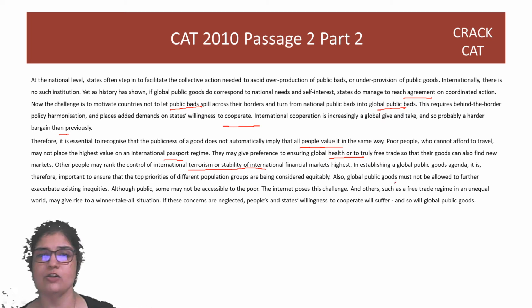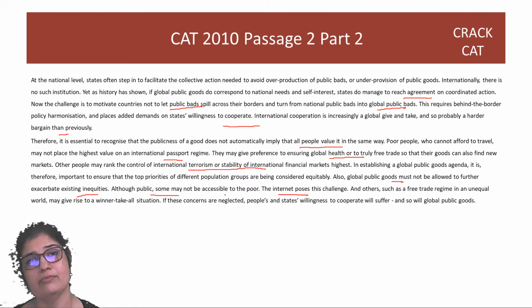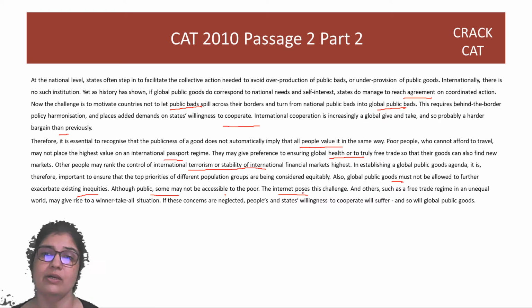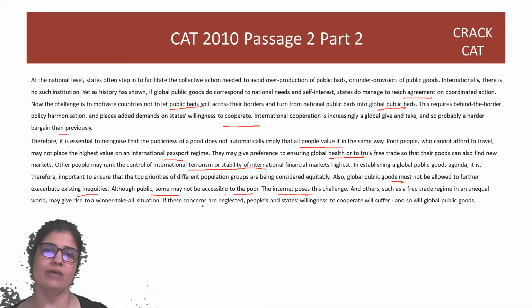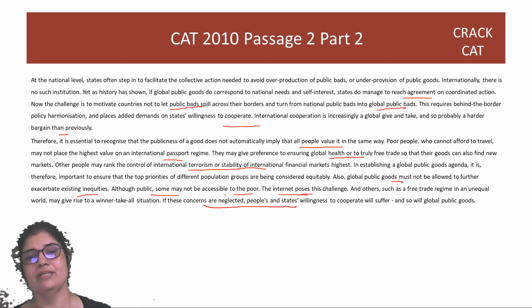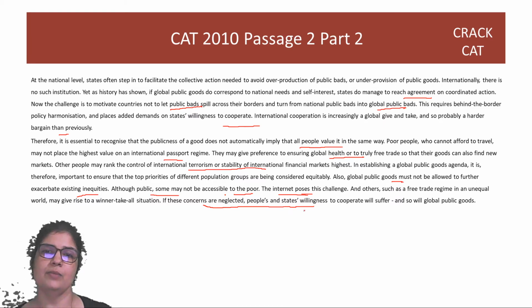Also, global public goods must not be allowed to further exacerbate existing inequities. Exacerbate means it should not increase current inequalities. So although public, some may not be accessible to the poor. The internet, for example, is public, at least for some people, right? You have free Wi-Fi in hotels, but can the poor access it? No. And others, such as a free trade regime, may give rise to a winner take all. Okay. So if the trade is free, then capitalist countries may do better. If these concerns are neglected, people's and states' willingness will suffer, and so will global public goods.